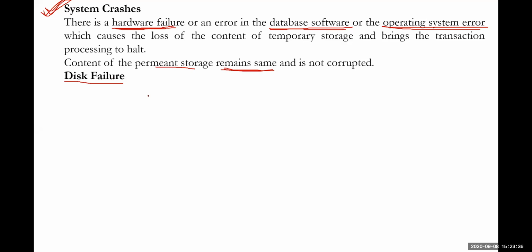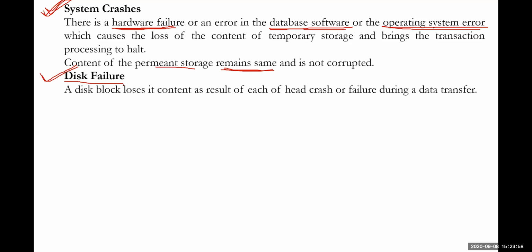So people perform some kind of backup operation, so that if one disk fails, there is no problem. Another disk will be taken into consideration, and from that particular disk, operations will be continued. So disk failure is a very serious problem while failures are being considered. How does the disk failure occur? Normally, every disk.